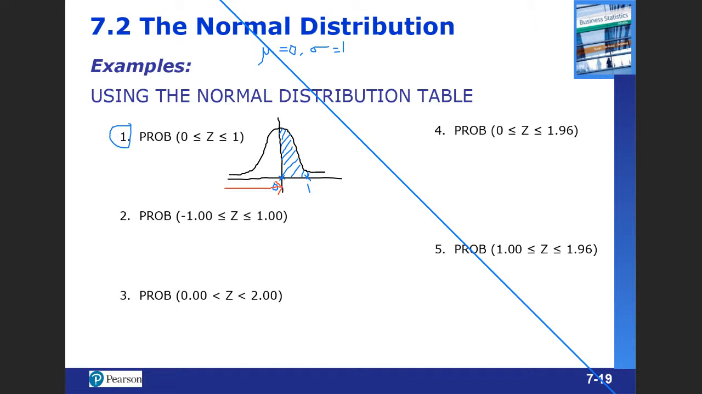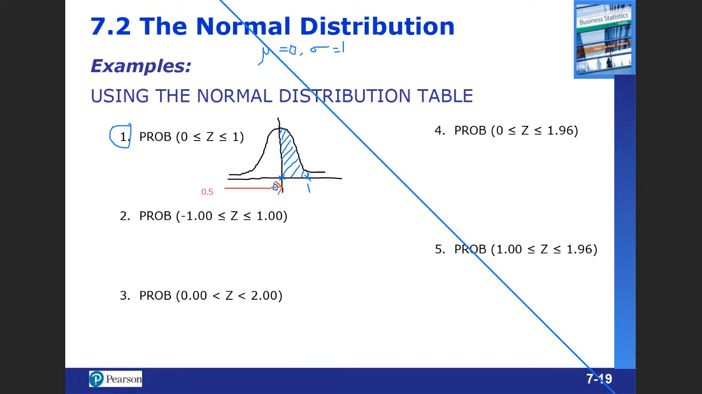50% or 0.5, okay? So let me put it as 0.5 this time. Now, what I need to find out, I know that you're comfortable with the empirical rule, but I'm going to show you how to use the tables. So I'm going to show you how to do that.